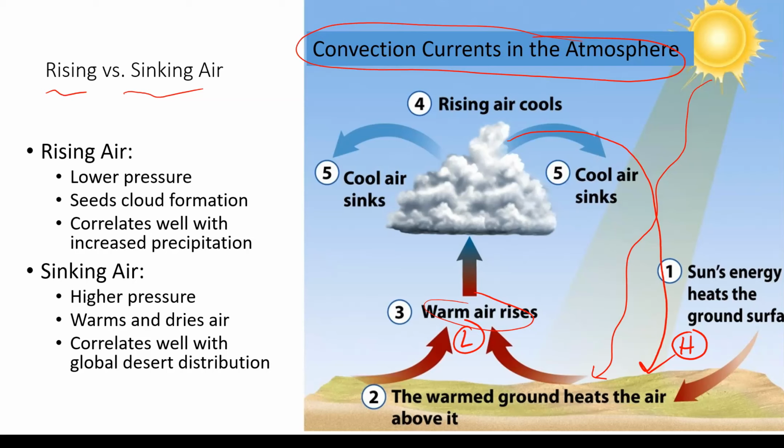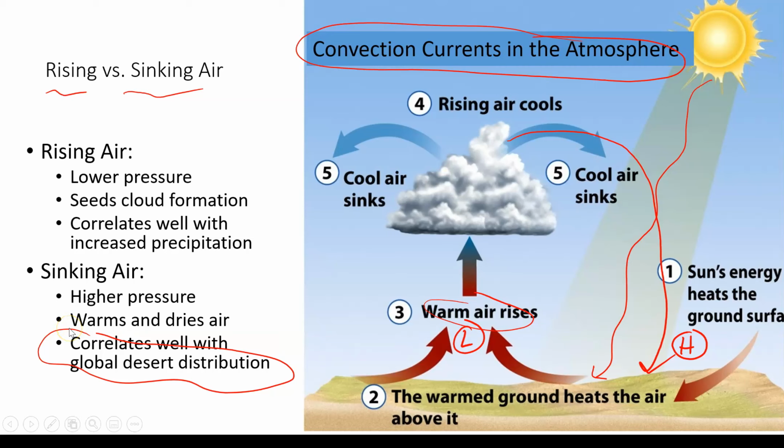Right? Areas where we have ongoing sinking air, right? So on the other side of mountains, for example, or at certain latitudes, right? That tends to correlate well with high pressure and less precipitation. So we'll notice at some point here, we'll talk about the global distribution of deserts. A lot of them are at locations on Earth where there's sinking air, ongoing processes like that.